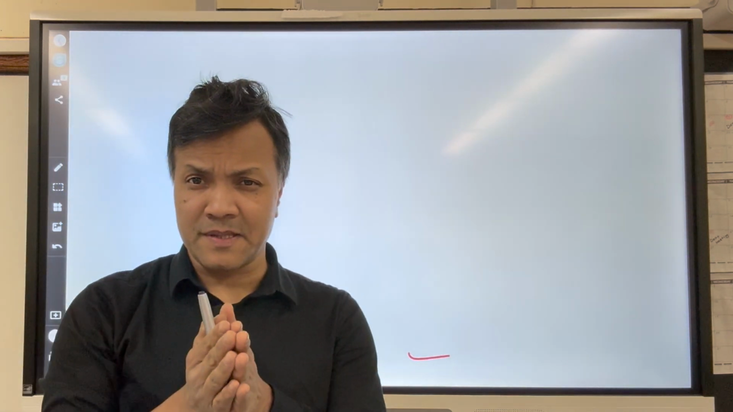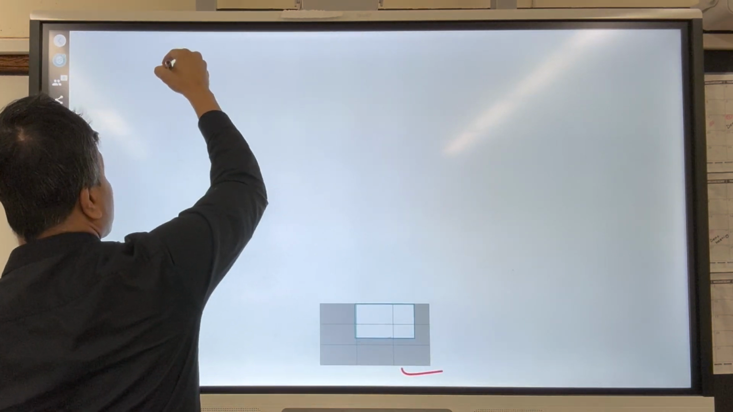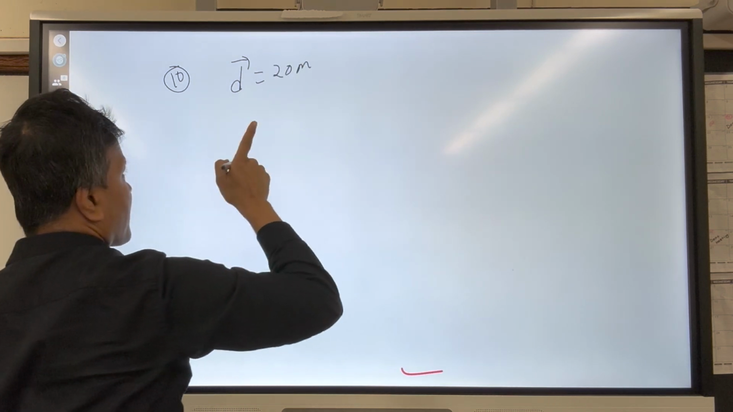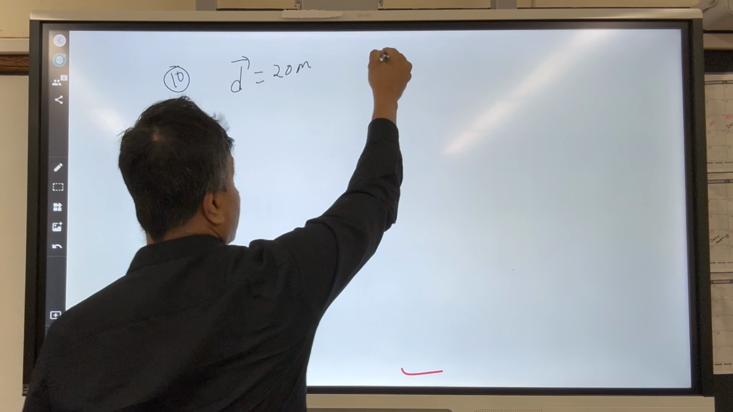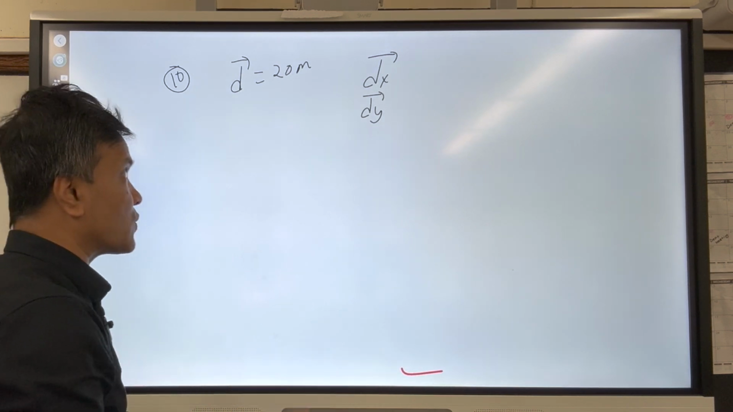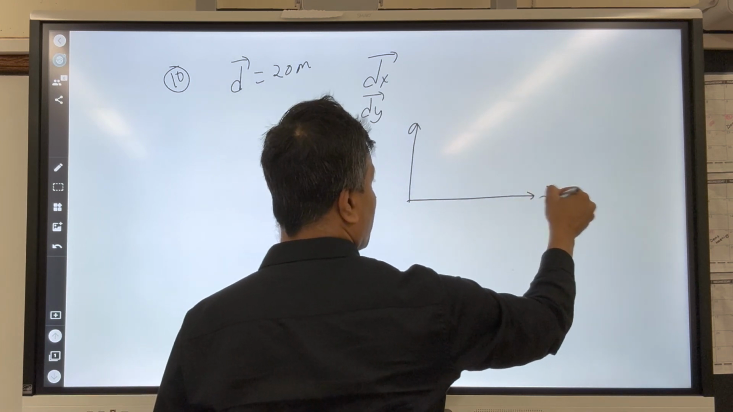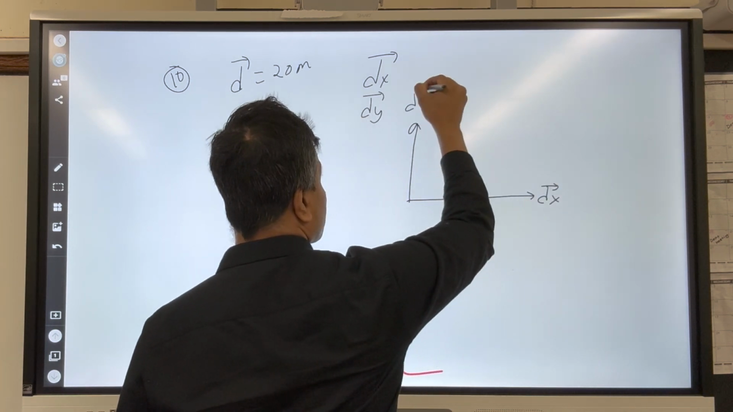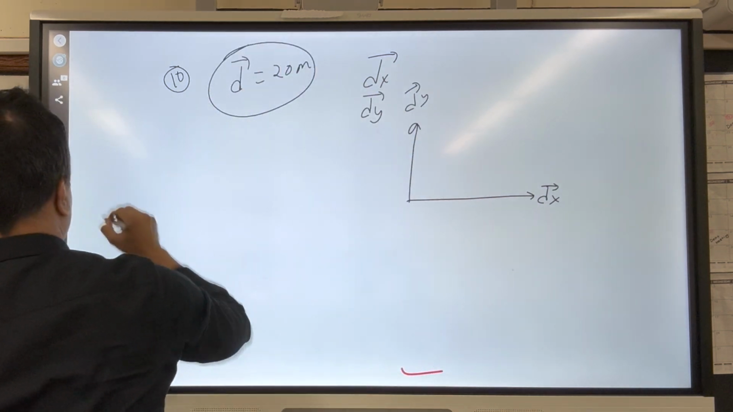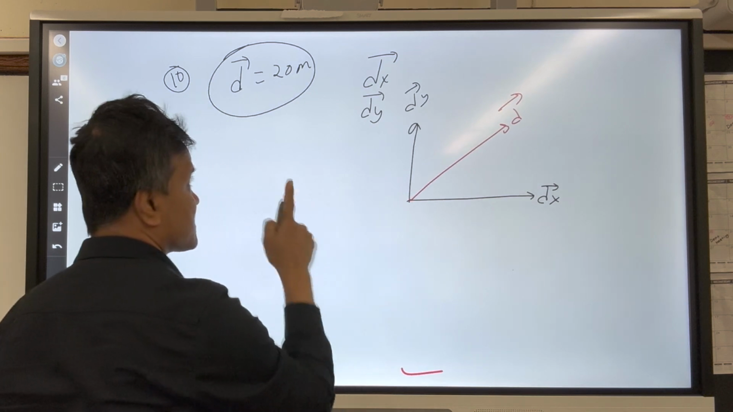Problem number 10, I gave you a displacement vector, and this is 20 meters, right? And the displacement vector has two components, the dx component and dy component, right? And they are perpendicular with each other. So I don't care which one you want to make perpendicular. Maybe you want to make this one here and this one here. Doesn't really matter. And the displacement vector should be right here in the middle. So this is the displacement vector. This is dx and dy.